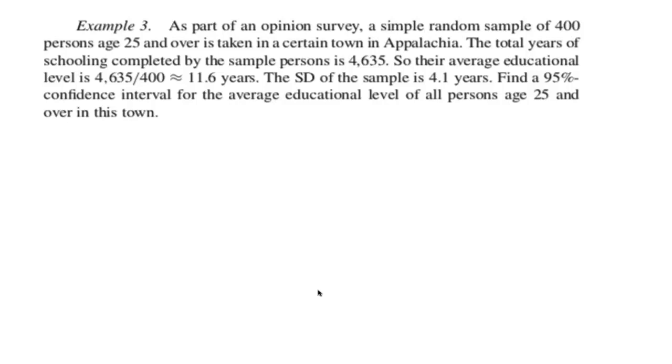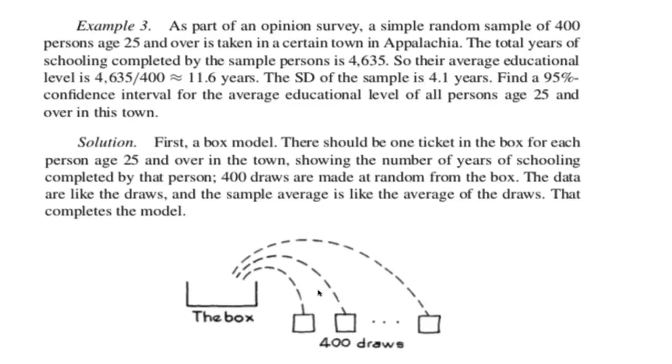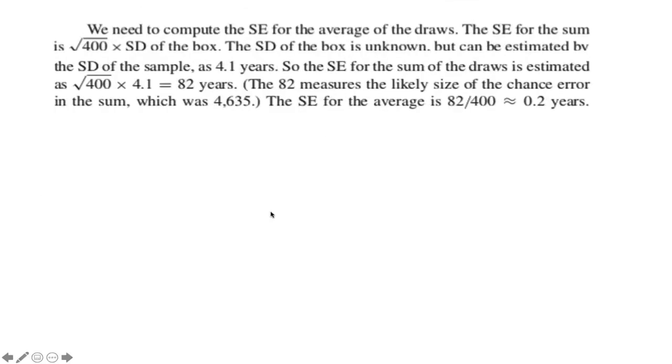Now we want to find the 95% confidence interval for the average education level for all people over 25. In other words, from our sample of 400, from our poll, can we say something about the average education level for everyone in the town? So again, we always do a box model. We have a box we don't know anything about. We want to pick 400 people from this box. And just like before, we want to find the SE for the average of the draws.